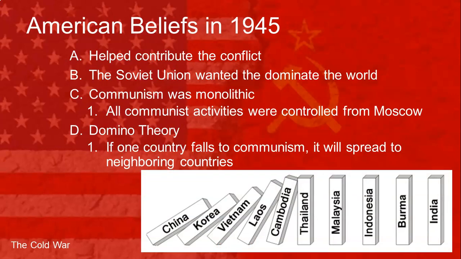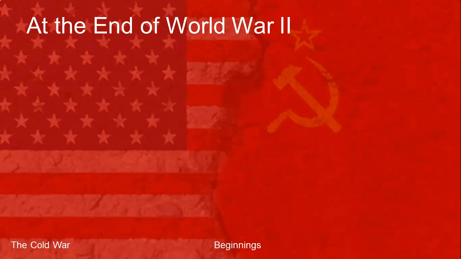But if you imagine stacking dominoes up and writing the names of countries on them, like we have here in this illustration, all it takes to make them all fall is to start the first one. So with domino theory, one of the things is you have to stop that first country from falling to communism.